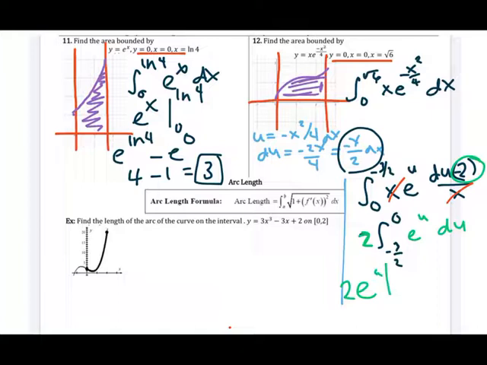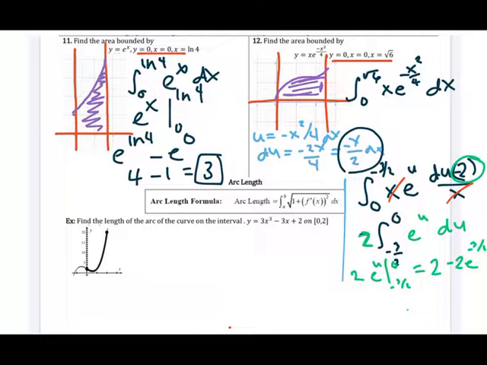2e to the u evaluated from negative 3 over 2 to 0, which is going to be 2. If I plug in 0, e to the 0 is 1. So 2 minus 2e to the negative 3 over 2.